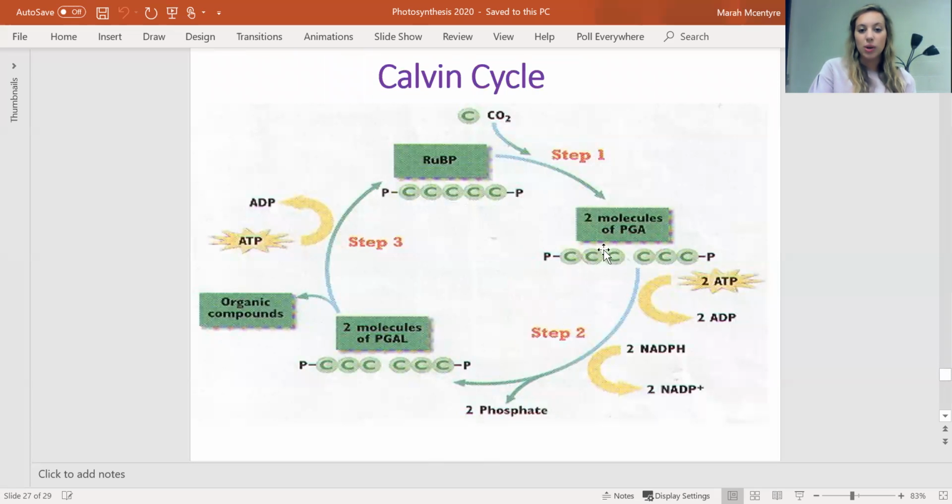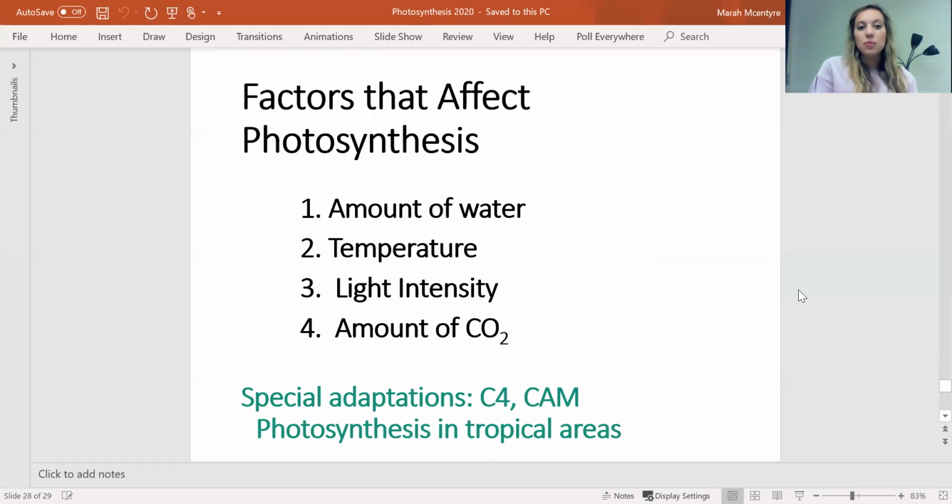Okay, so here we have all of our steps. This should all make sense to you now. And then we have some factors that affect photosynthesis. All of these things that are in these equations, if you change them, it would obviously change something in the equation. So the amount of water that we're putting in, the temperature, the light intensity, how many photons are being received by that chlorophyll, the amount of carbon dioxide, that's on our reactant side. All of these things are going to affect it.